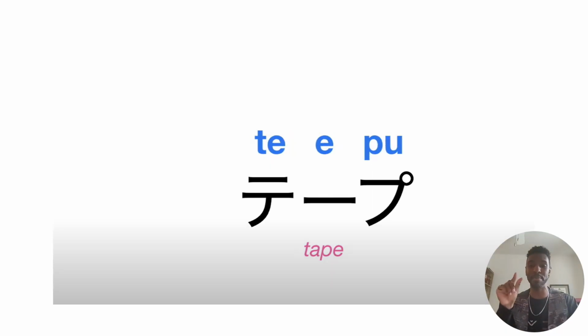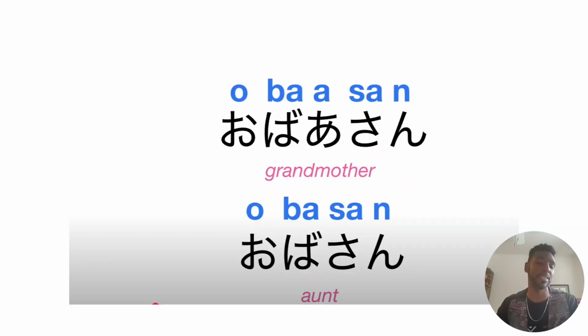Tape is teepu. And you'll always know it's a long sound when it's written, because in katakana, in borrowed words, that dash just means make the vowel longer. Here it's written in hiragana. So grandmother is obaasan, long ah. But aunt is obasan. Those are two completely different words, and they sound the same, but the only difference is length of time. It's not stress. It's obaasan versus obasan. It's not stress.